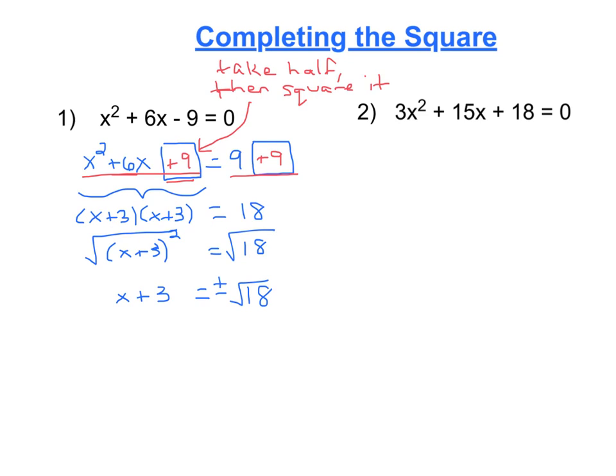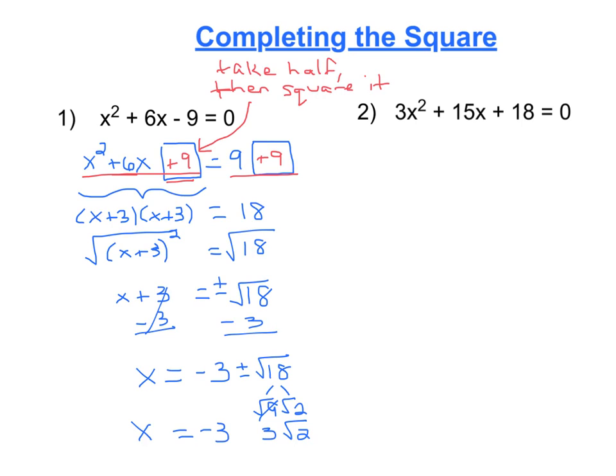Okay, so first we want to get the x by itself. You can subtract 3 from both sides of the equation, leaving you with x equals, usually I write the negative 3 first, and then the plus and minus radical 18. Now, whenever you can simplify a number under the radical, you're definitely going to want to do that. So radical 18 breaks up into radical 9 and radical 2. So that'll become 3 radical 2. So what we're left with is x equals negative 3 plus and minus 3 radical 2.